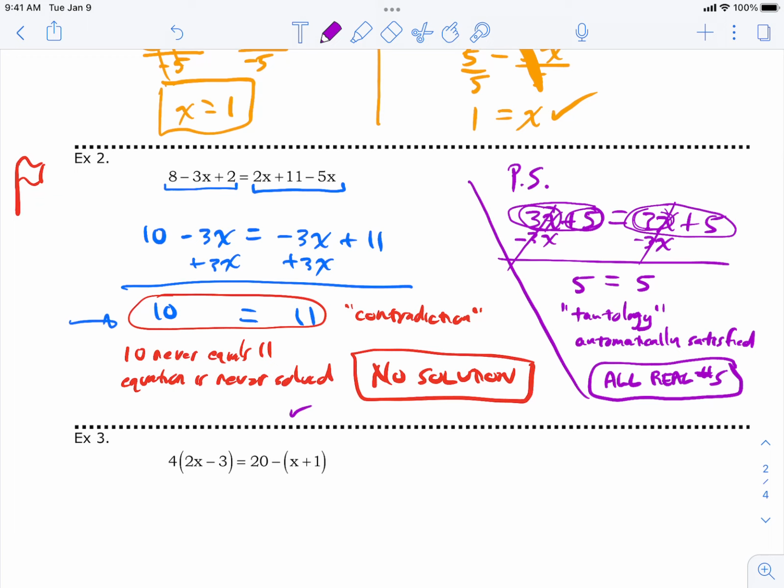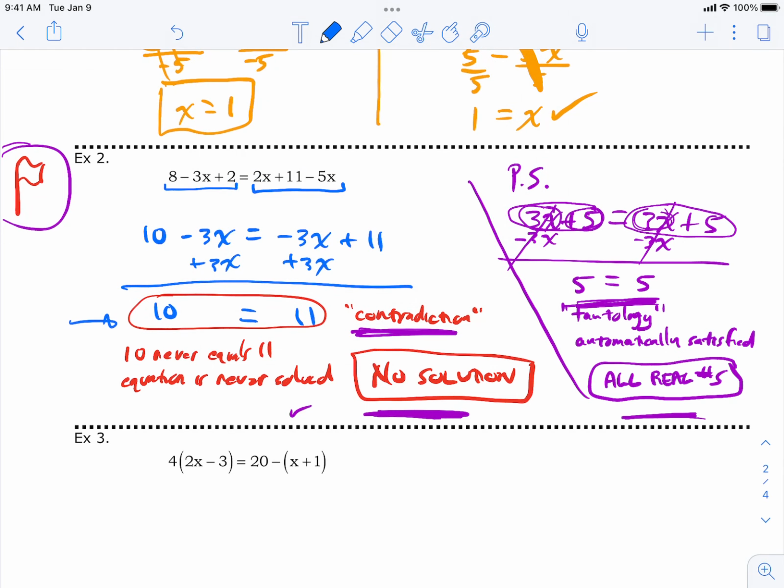So there's 2 special cases to be aware of. There's the old x went away and I'm left with a contradiction, something impossible, 10 equals 11, in which case you say no solution. Or x goes away and you end up with a tautology, something that's always true, in which case you say all real numbers. Okay, so we flagged it because those are 2 important special cases to be aware of.